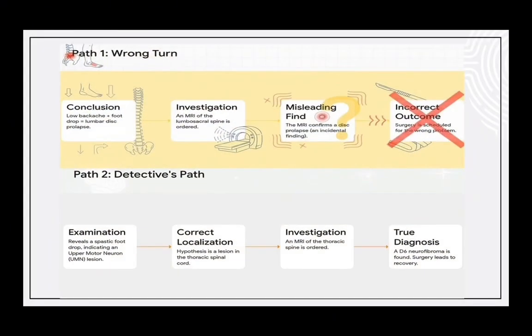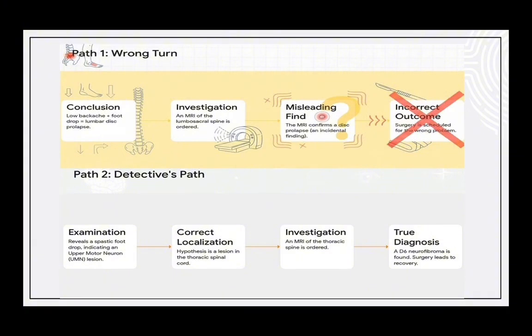Let's imagine we meet a patient with low back pain and foot drop. If we jump straight to a diagnosis, we might immediately think this is a lumbar disc prolapse. So we order an MRI of the lumbar spine. The MRI shows a disc prolapse. At first, that seems to confirm our diagnosis, but here is the catch. Not every abnormal MRI explains the patient's symptom.